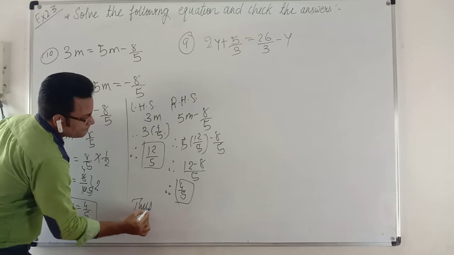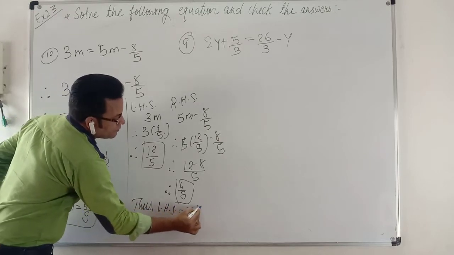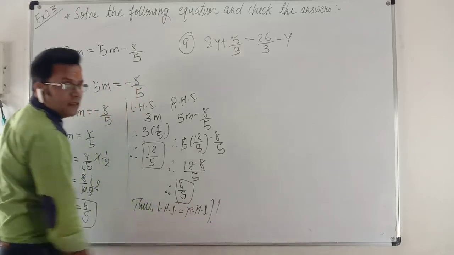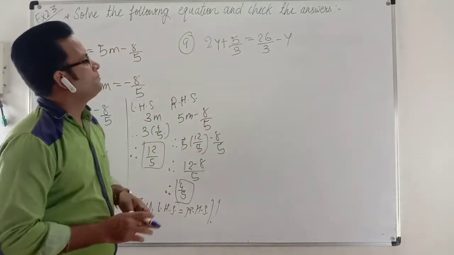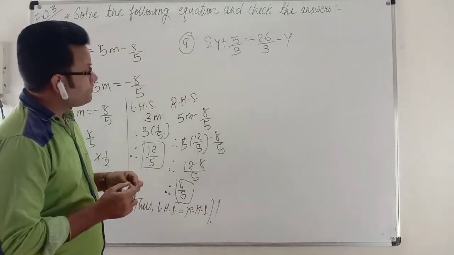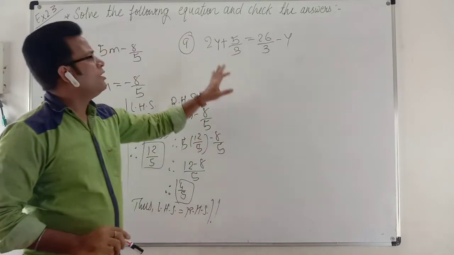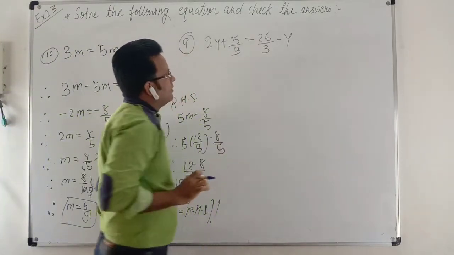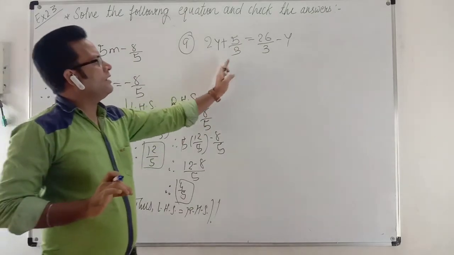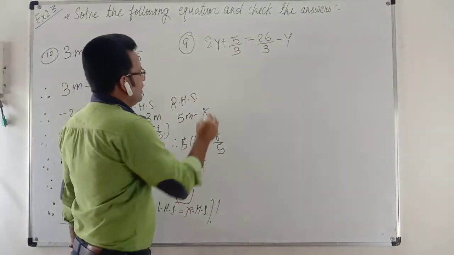Thus, LHS is equal to RHS. Here it is proved. Now we are going to solve this one. You see here, this minus 5 will be taken to the left side, because here the bigger number is given. So we should not take 26 upon 3 first here. You have to see the number.